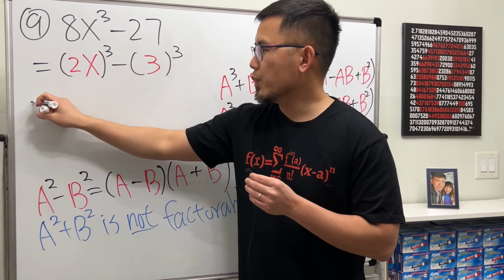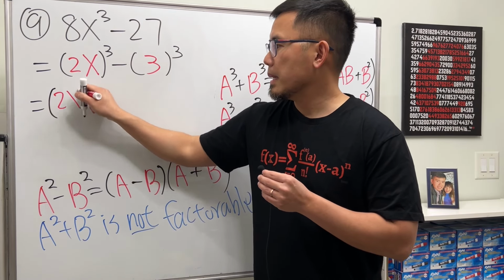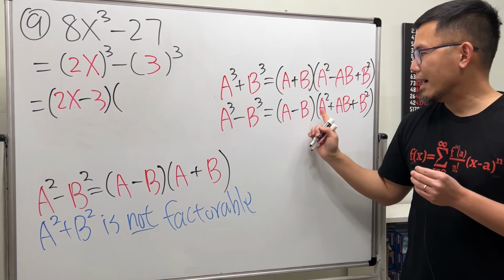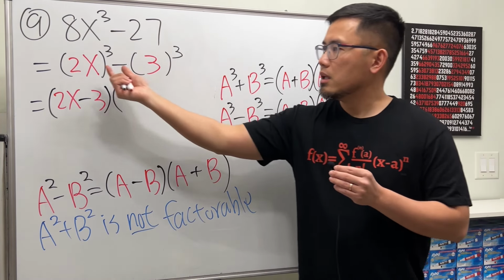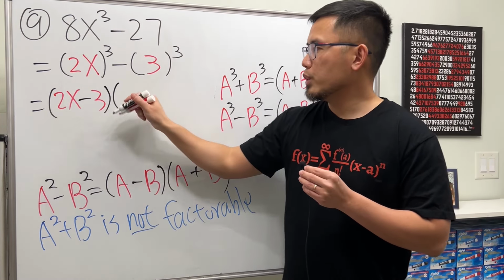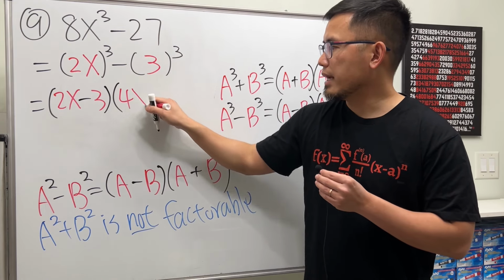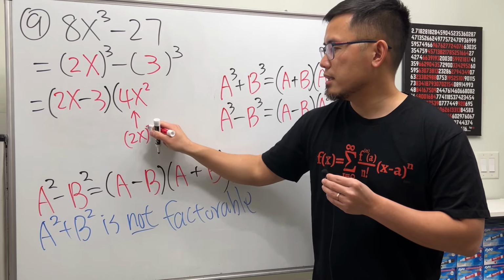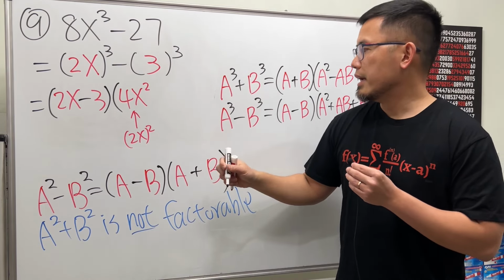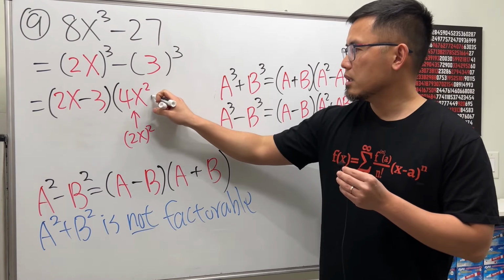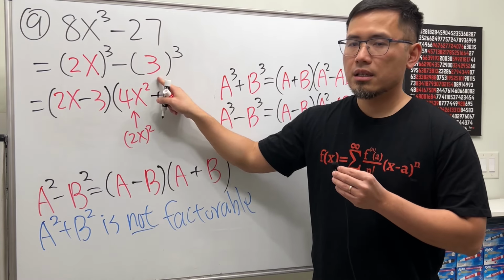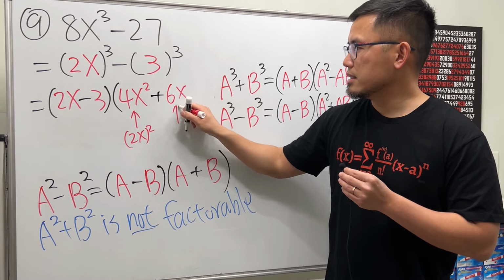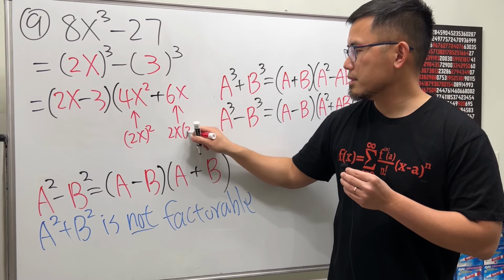So to factor this, we will get 2x minus 3. And then we will have to do a squared. This squared, 2 squared, we get 4, and then also the x squared. So again, this is 2x and then squared. Then we are going to add this times that. 2x times 3, we get 6x. And this is 2x times 3.